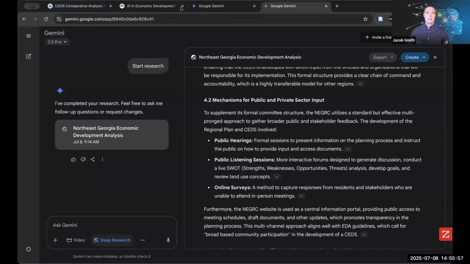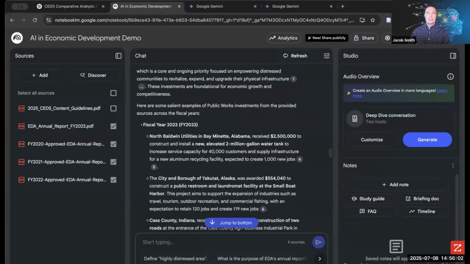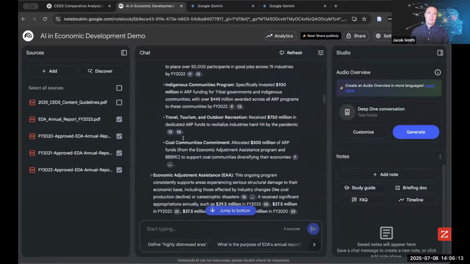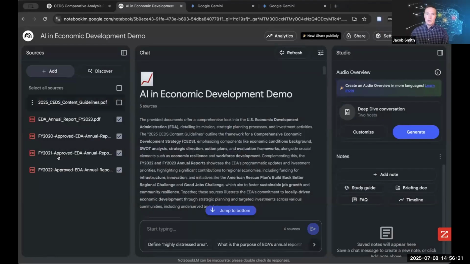Google Notebook LM is very simple to log into with your Google account. If you're worried about getting personal and private information mixed up, you can create your own Gmail for professional purposes. All I've done within this notebook is add, I think, 4 different EDA annual reports. Those come over here. It can input YouTube videos, other types of documents, websites, etc. And then you can select which of the documents you want to query within the Notebook LM interface.